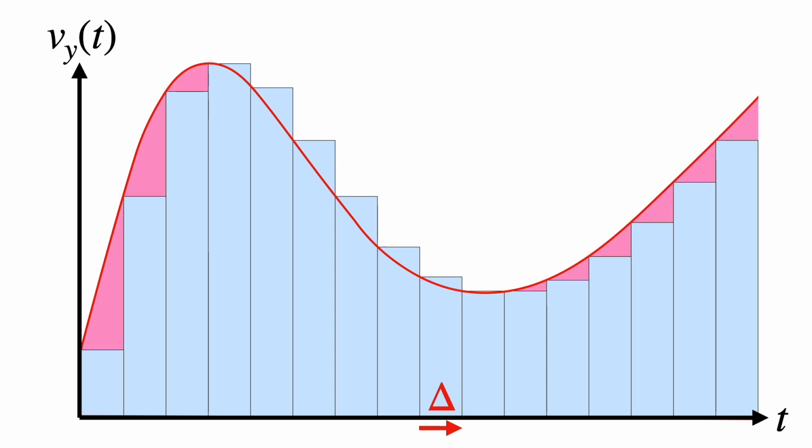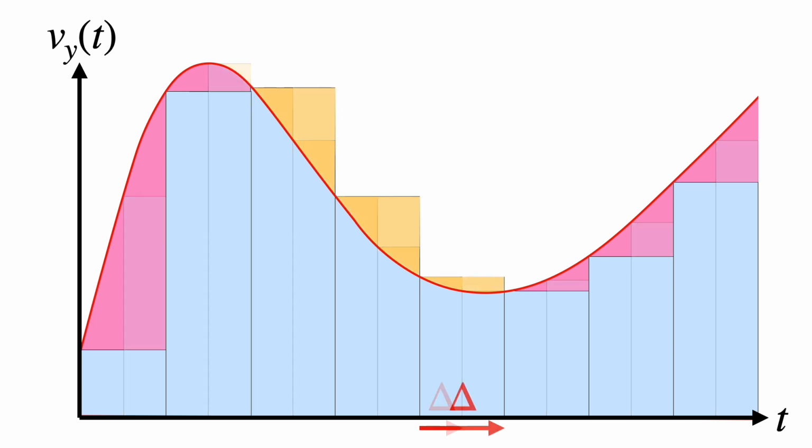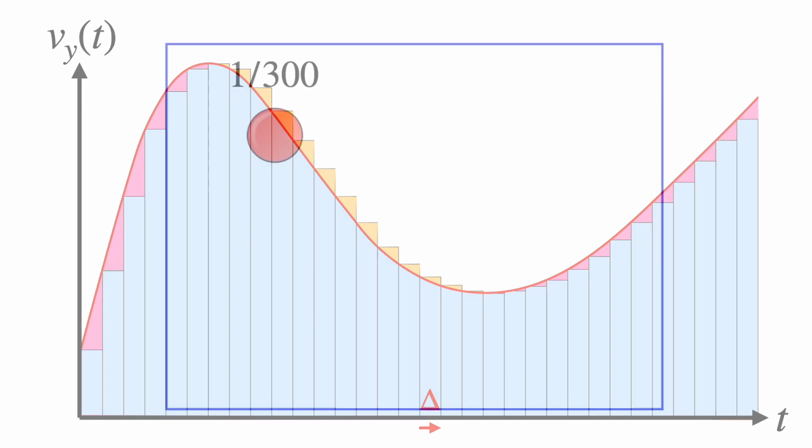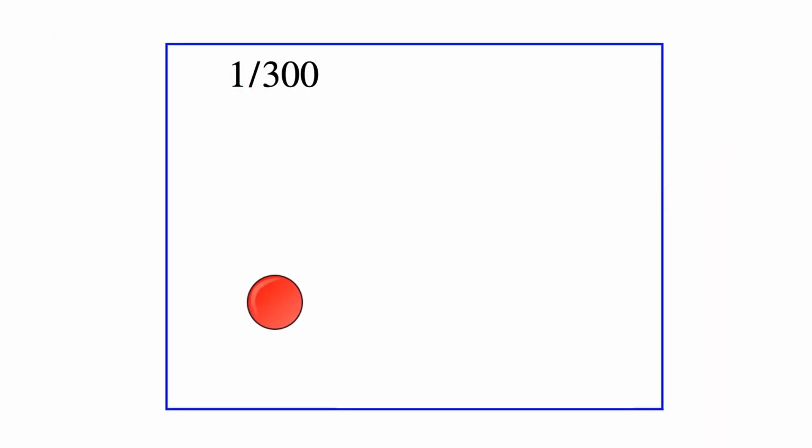The pink areas are where the approximation is too small. The orange areas are where it's too big. A larger step size results in a worse approximation, more pink and orange. A smaller step size provides more accuracy. A step size of 1 over 300 works pretty well for this simulation.